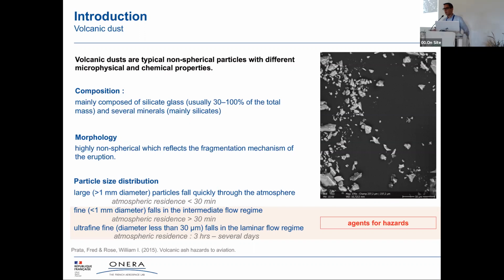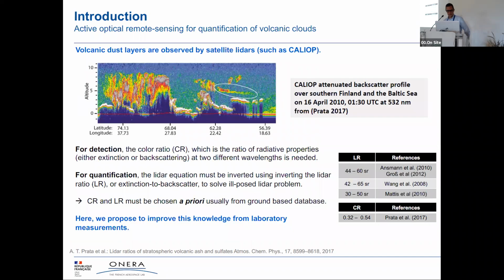In terms of particle size distribution, this is quite interesting for remote sensing. In fact, we can distinguish different categories of particle sizes, from large to fine and ultrafine particles, and those different sizes have different atmospheric residence times, from a few minutes to several days. And depending on the location of the measurements and also the type of measurements, we will address different particle sizes. So this must be taken into account for the analysis. On the right, you can see some electron microscope images of typical volcanic ashes from the Popocatépetl volcano that have been sampled near the volcano in Puebla city. So this is an example.